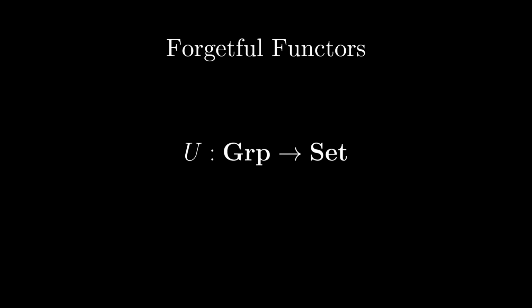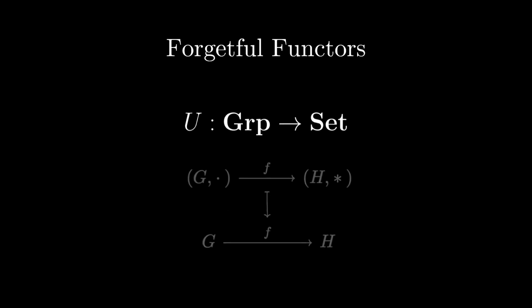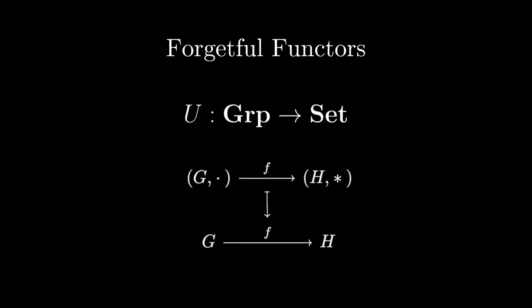The forgetful functor U forgets this extra structure on objects, mapping groups to their underlying sets, which are just objects of the category Set. Similarly, morphisms in Grp are group homomorphisms, which are just set functions that happen to respect this extra structure. Forgetting that extra structure still leaves a normal set function, or a morphism in Set.